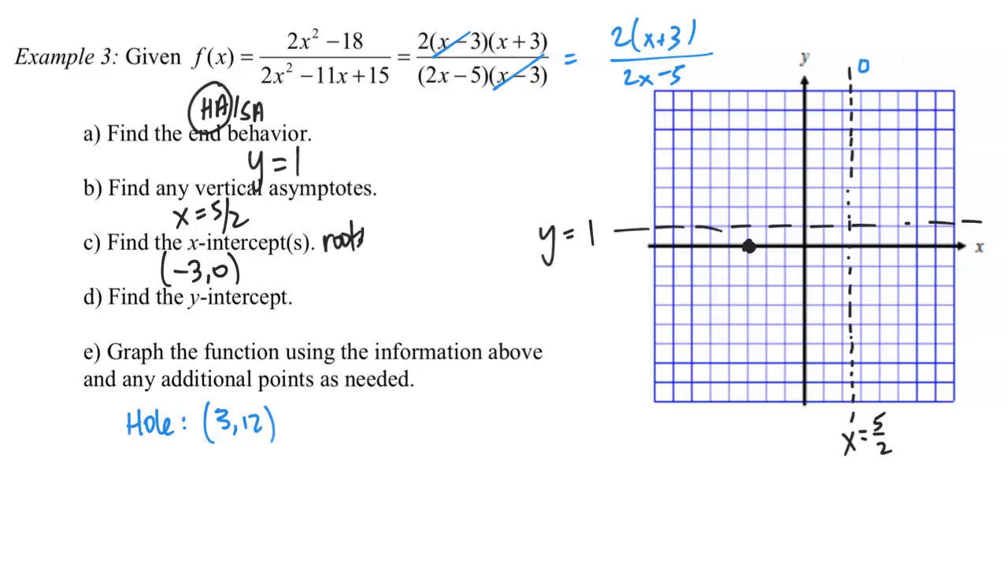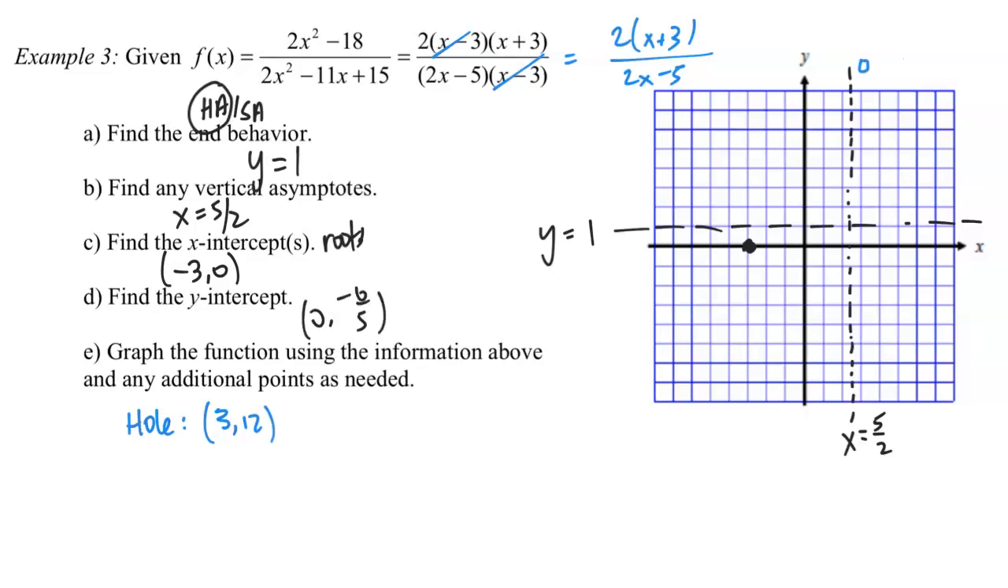Hopefully you can see that point right there at (-3, 0). Okay, the y-intercept, again, is usually more easily found looking at the original version of the function, because remember, all we have to do is plug in 0 for the x's, which basically just means to look at the constant terms. And so the y-intercept here is going to be (0, -18/15), which is going to reduce to -6/5.